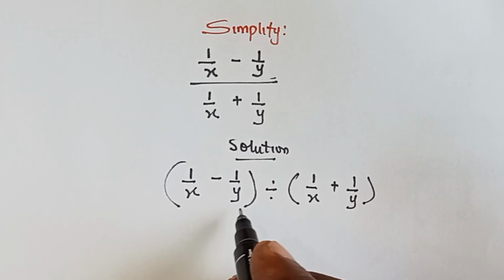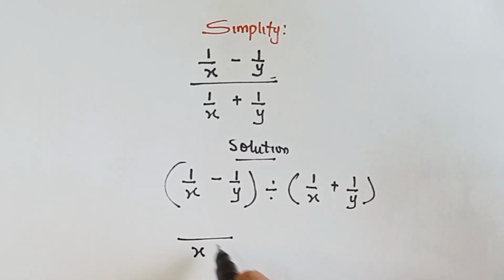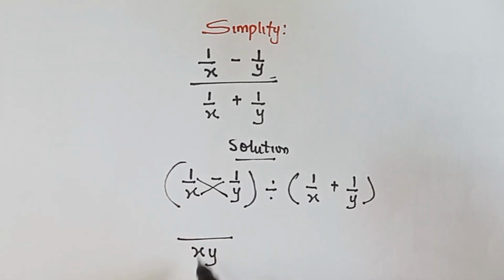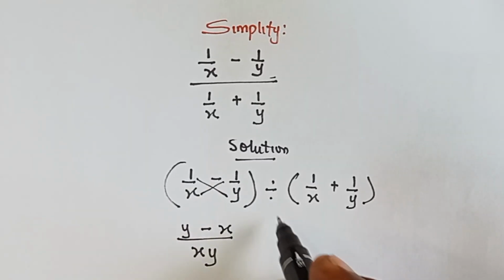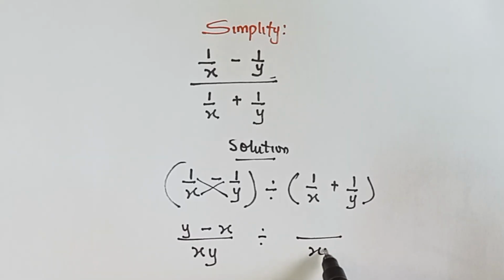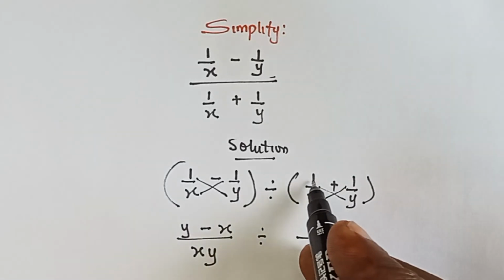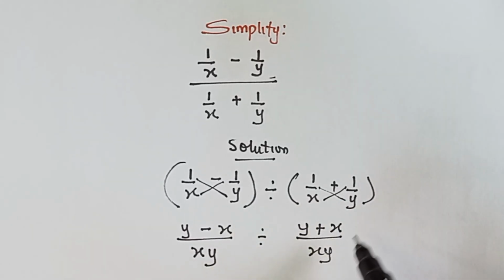Right, so we're going to find the LCM of xy. The LCM of x and y is xy, and we are going to multiply this by this and also this by this. So 1 times y gives us y, minus x times 1 gives us x, divided by the LCM here, which is also xy, and we multiply this by this by this. So 1 times y gives y, x times 1 gives x.